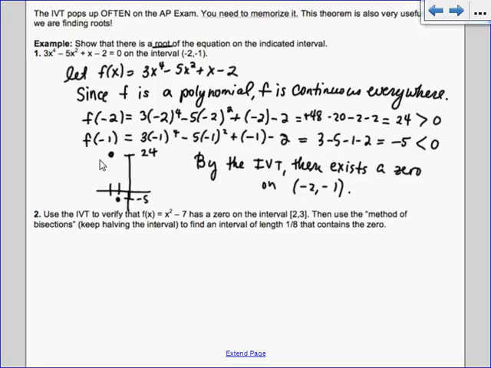All right, so number 2. So it says use the IVT to verify that f of x equals x squared minus 7 has a 0 on the interval 2 to 3. Okay, then use the method of bisections. So keep halving the interval to find an interval of length 1/8 that contains the 0.